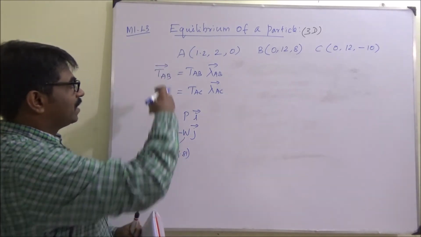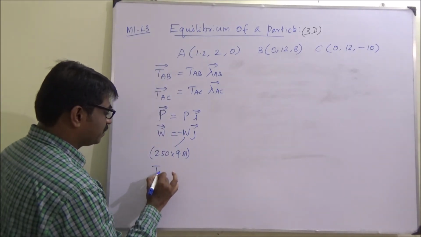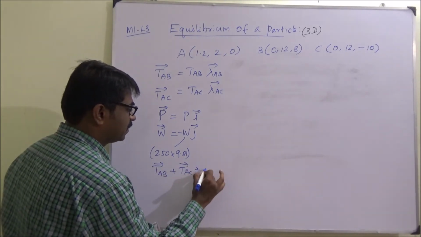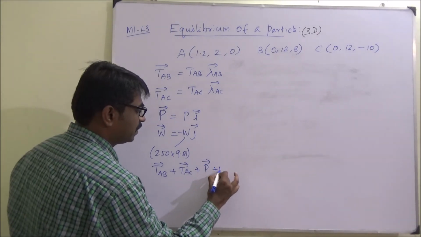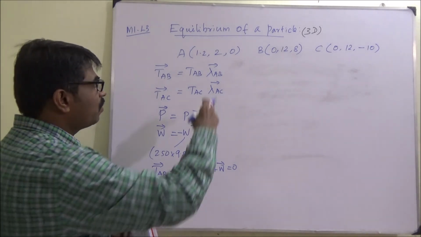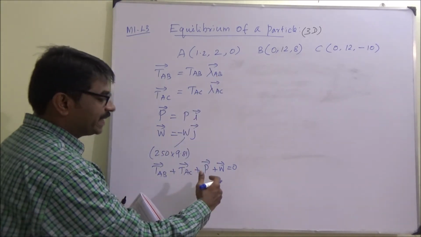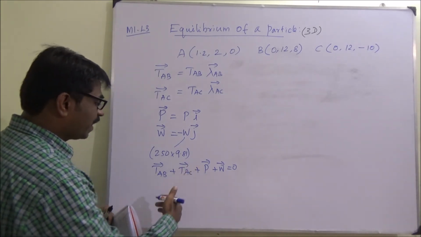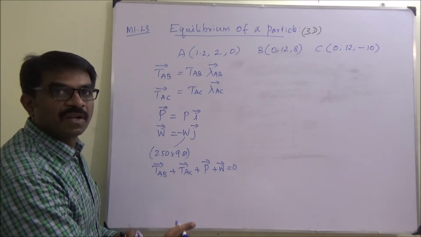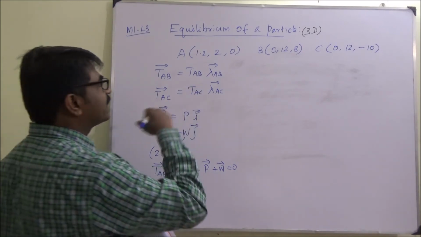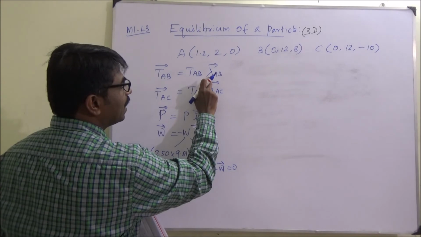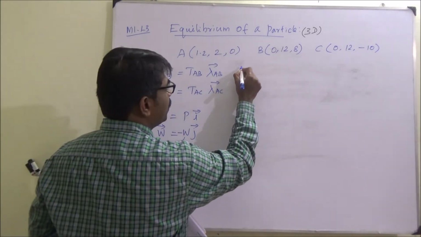All these are forces, and then we can add all these: TAB vector plus TAC vector plus P vector plus W vector equals 0. Now if you substitute all this and equate to 0, finally it will lead to summation of fx equal to 0, summation of fy equal to 0, summation of fz equal to 0. Now let us find this TAB vector. For that I need lambda AB vector. So what is lambda AB vector?